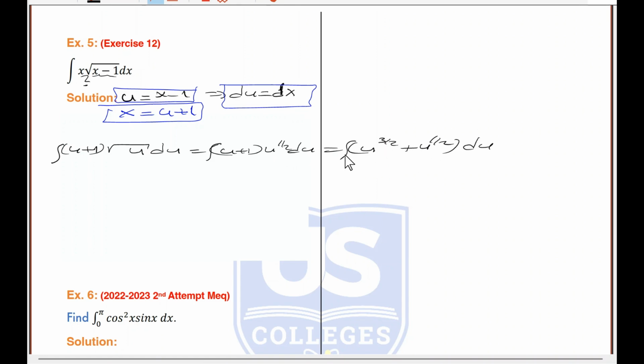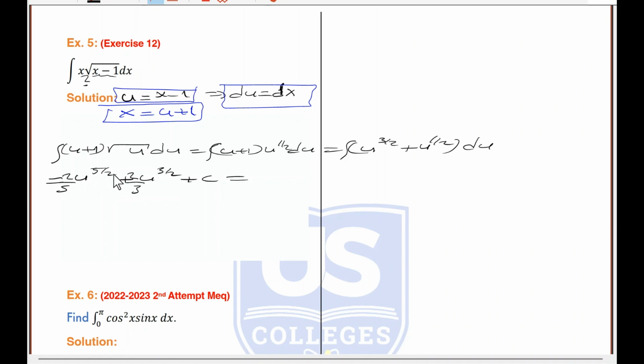Okay. I'm not simplifying, I'm taking the integral now. So the integral here is: increase the power by 1. u to the 5 over 2 over 5 over 2 makes 2 over 5 in front, plus u to the 1 over 2 plus 1, 3 over 2 over 3 over 2 will make 2 over 3 in front, plus u. I am done taking the integral.